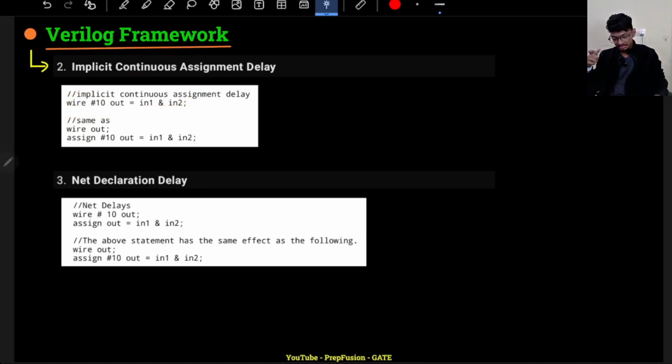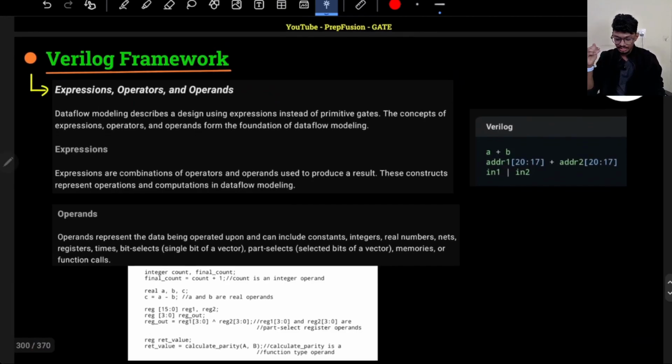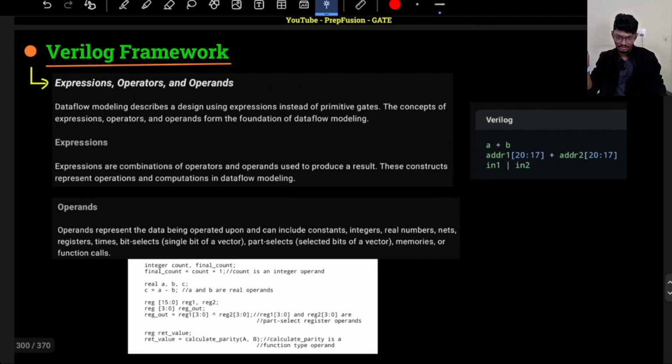So there is another thing known as net declaration delay. If I am declaring this net with a delay of 10 and then I am doing this, the out value for the first 10 time units will be x. Okay, it is the same as this one. Both of these statements are similar. Here I am assigning after a delay of 10, or I am declaring with a delay of 10. Both statements are the same. Okay, so now we will understand expressions, operators and operands.